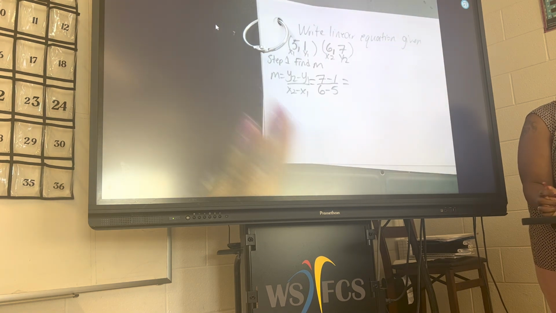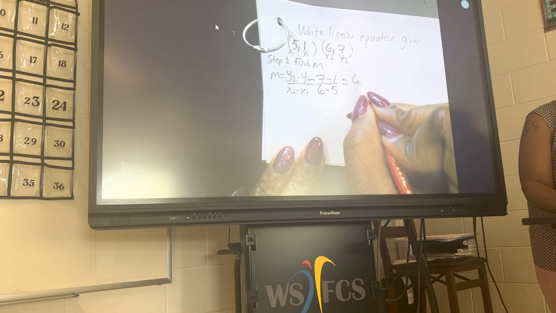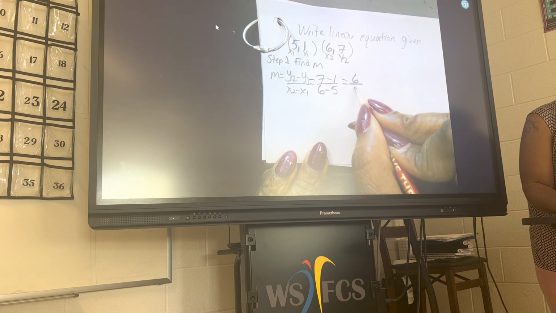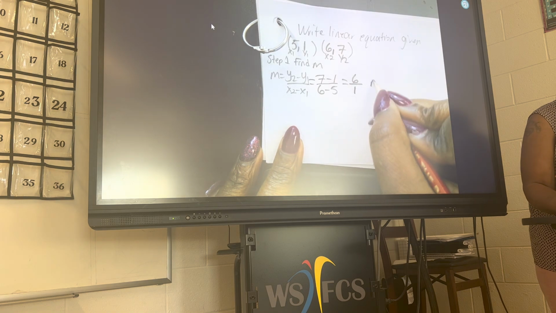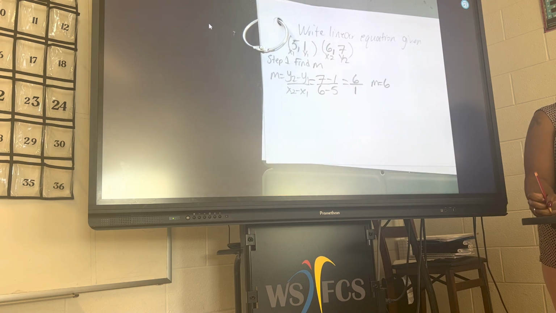So on the top, what does that give you? 6 on the top. What does it give you on the bottom? 1. So the slope here is equal to what? M is equal to what? 6.